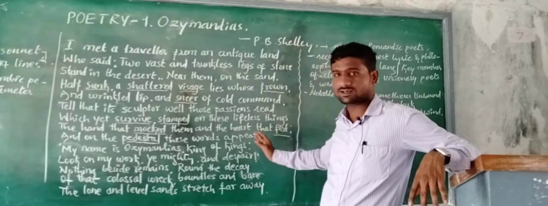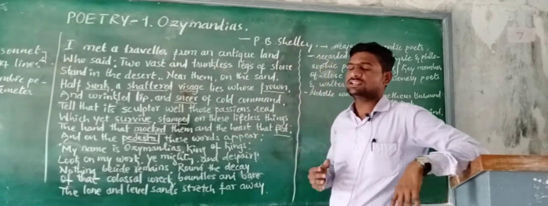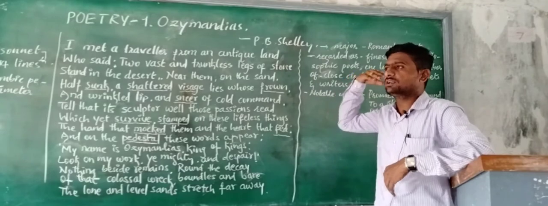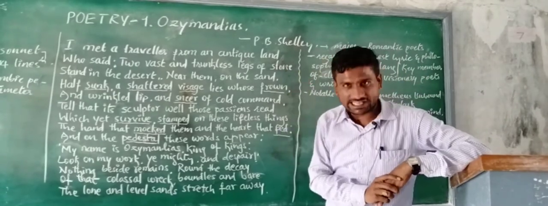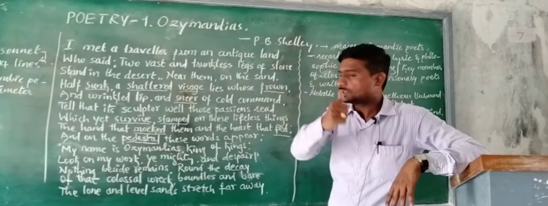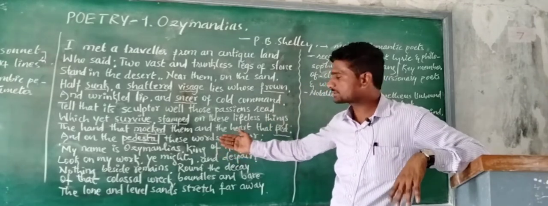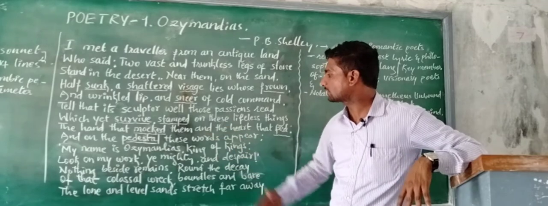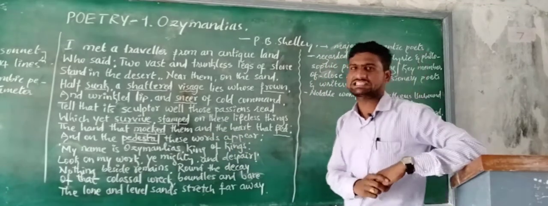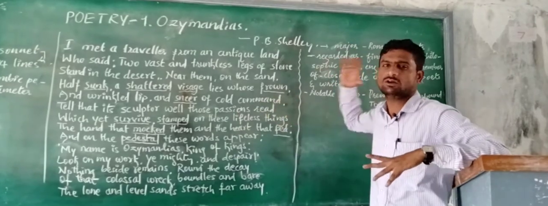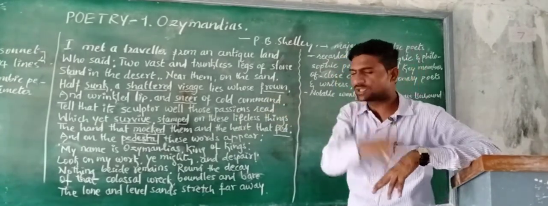My name is Ozymandias, King of Kings. Look on my work, look on my establishment, look on my kingship, and look out at my kingdom and my ability. Yes, he is requesting this through the lines on the pedestal. Look on my work, ye mighty, and despair. Yes, once upon a time I was mighty, and my commands were very strong.